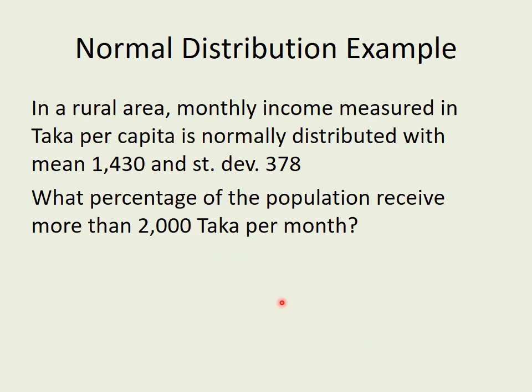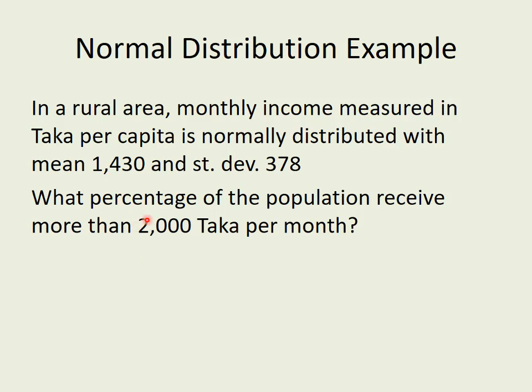In some rural area, let's say that monthly income measured in taka per capita is normally distributed with a mean of 1,430 taka and standard deviation 378 taka. From this information alone, you can predict what percentage of the population receive more than 2,000 per month? As a sense check, before you dive into this kind of calculation, you should ask yourself, will it be more than 50% or less than 50% of the population?